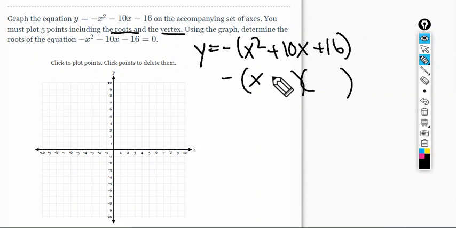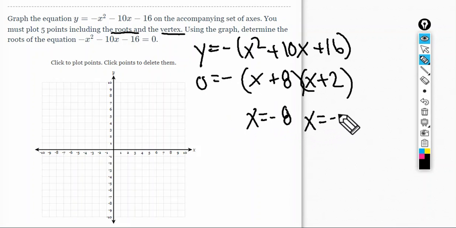Graphing, state the properties. Okay, so this is a positive 8 and a positive 2. So if I am solving, because that's what roots are, I get x equals negative 8 and x equals negative 2. So I'm going to go ahead and plot them on here. The first thing I did is I got the roots, because I factored it.